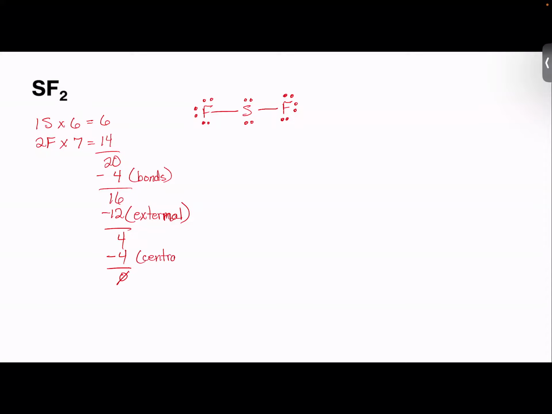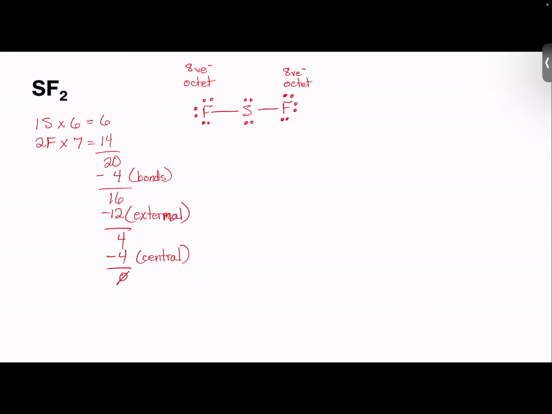At this point, you say, does everybody have an octet? The fluorines have an octet because they have 8 valence electrons, 6 within the lone pairs, and 2 within the bond. That is true for both of our fluorine atoms. They both have 6 electrons in the lone pair and 2 within the single bond.